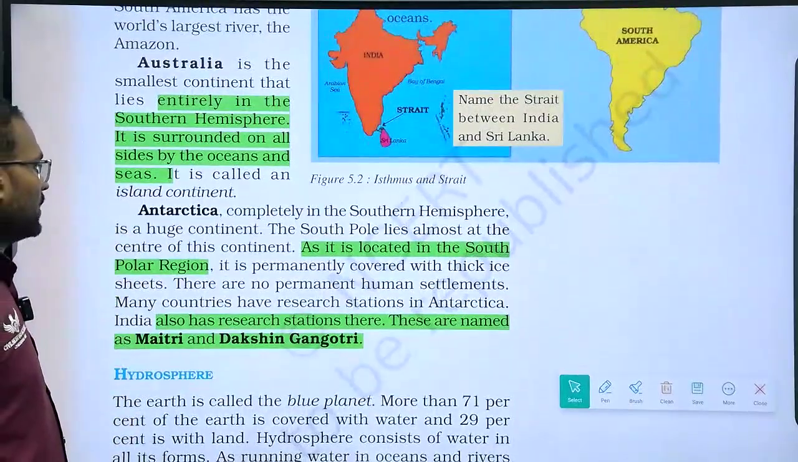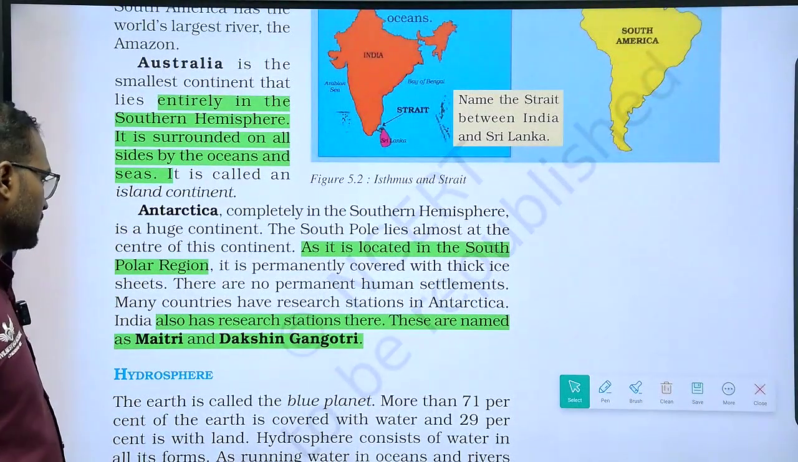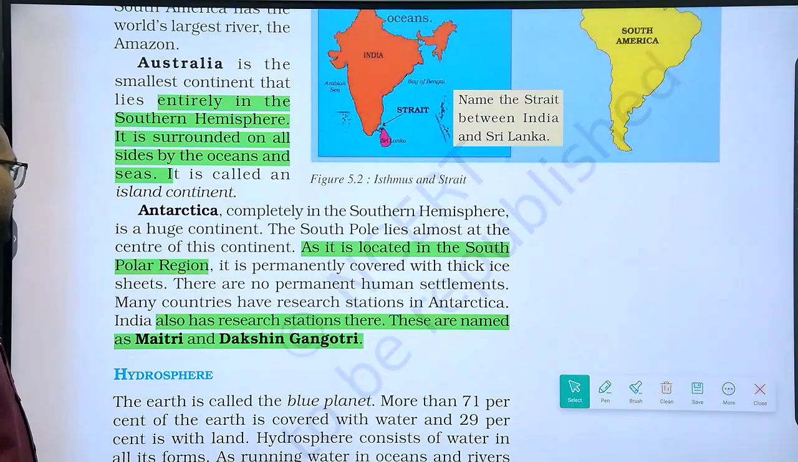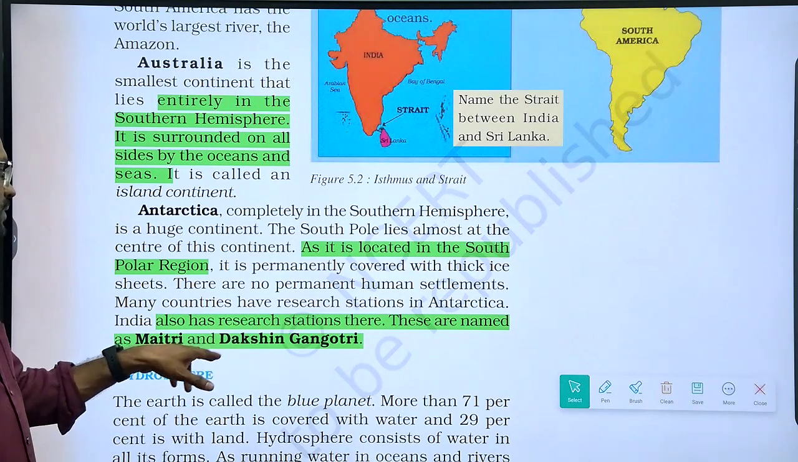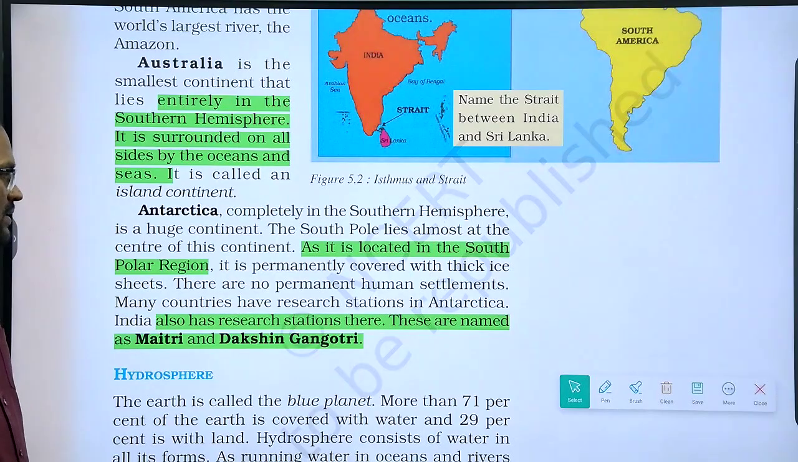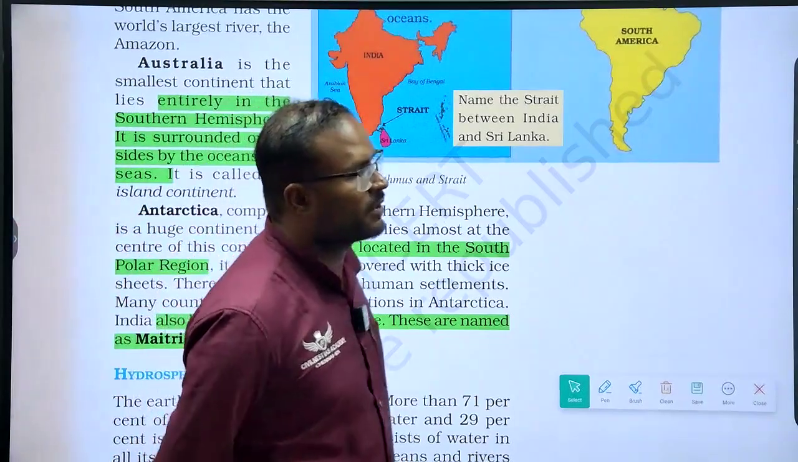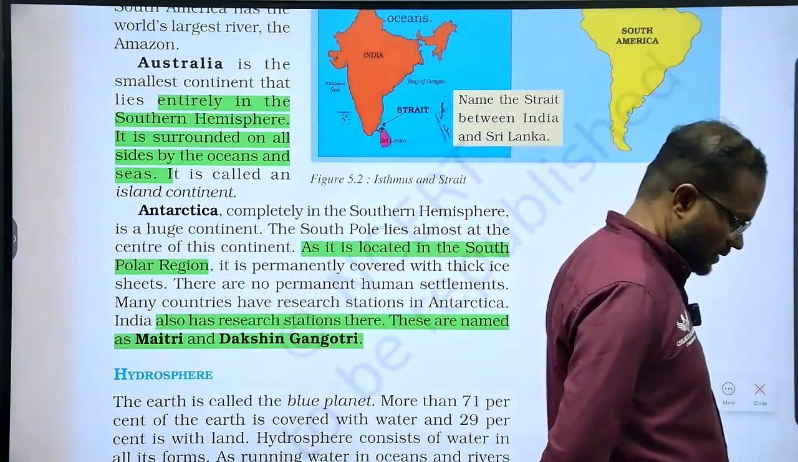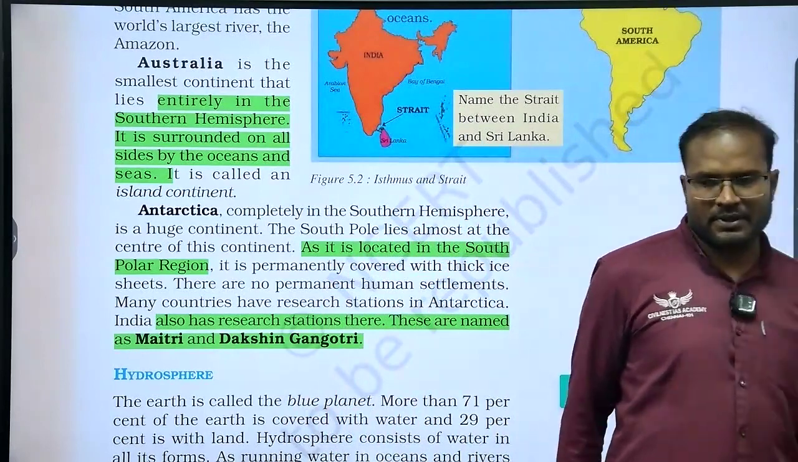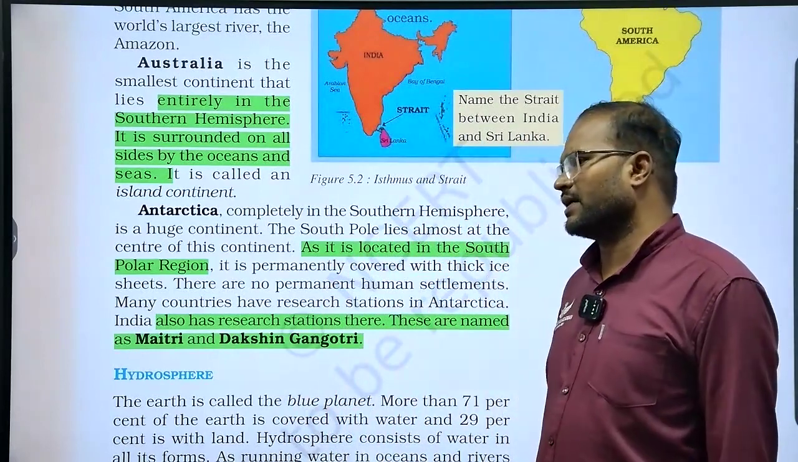So remember, Antarctica is located in the southern polar region. It is permanently covered with thick ice sheets. India has research stations there, called Maitri and Dakshin Gangotri. There are two research stations located there, where all the scientific research like physics, chemistry, biology, all three major segments of science, is carried out.